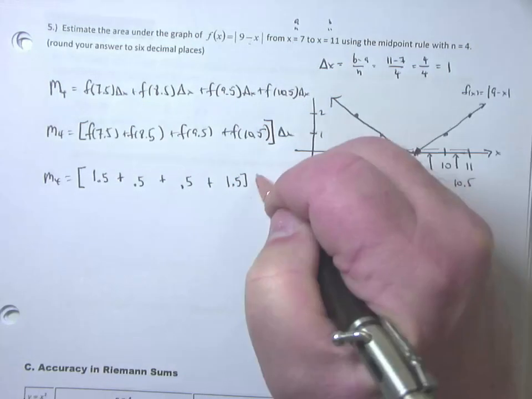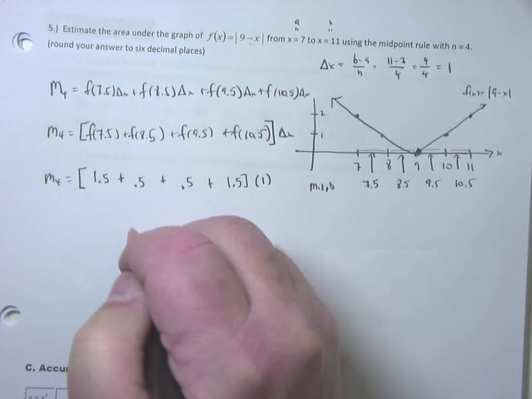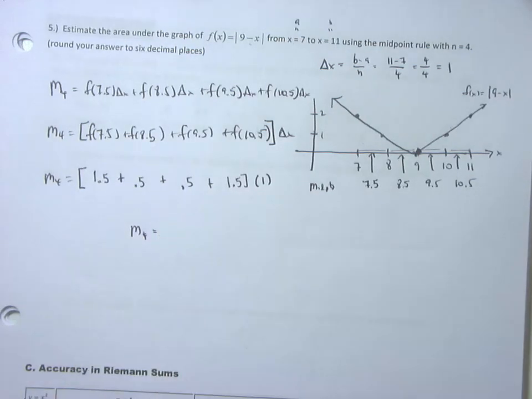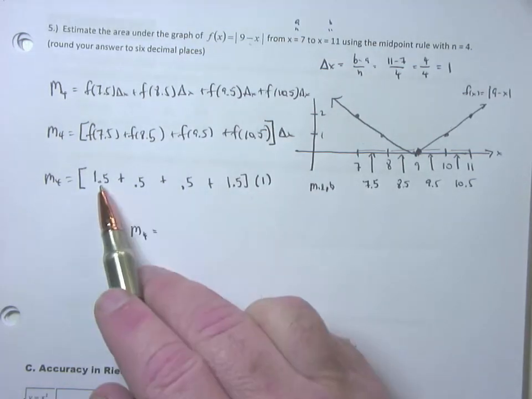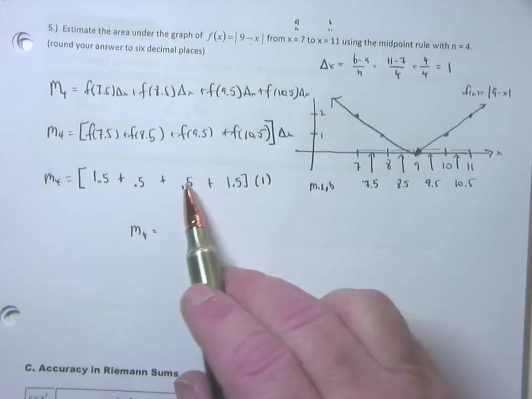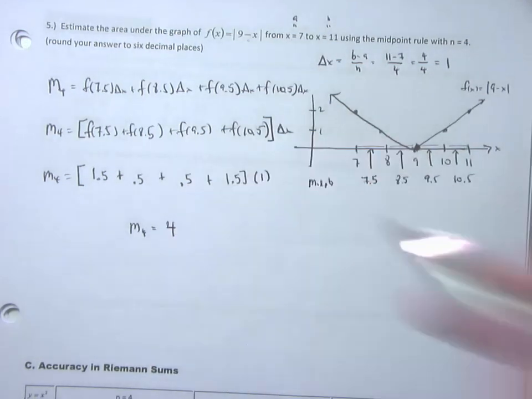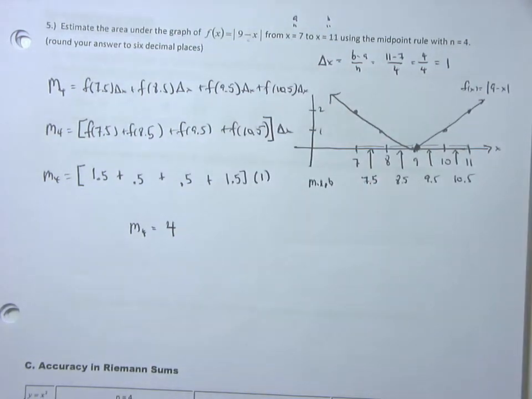Times your delta x, but delta x is actually 1 in this problem. So my midpoint rule for 4 partitions is pretty much 1.5 plus 0.5, that's 2. 0.5 plus 1.5 is another 2, and 2 plus 2 is 4, all that times 1. So the answer is 4.